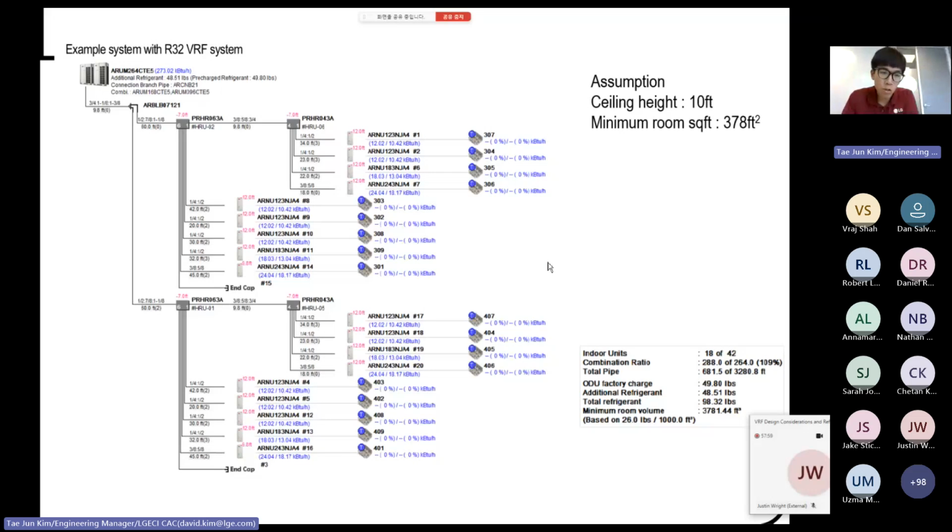I have assumed that the line size is going to be the same as the R410A. As I mentioned earlier, in the real life case, it can be smaller than the R410A, but I wanted to consider the extreme condition. And the coil volume of the indoor unit is going to be the same as the R410A.